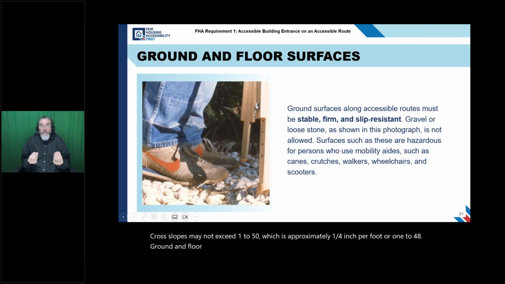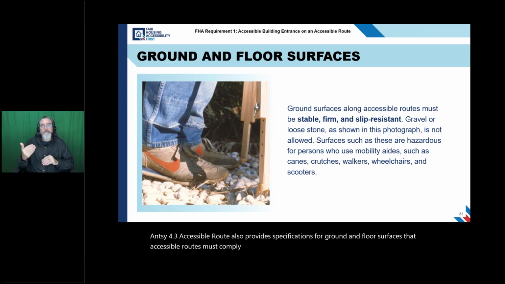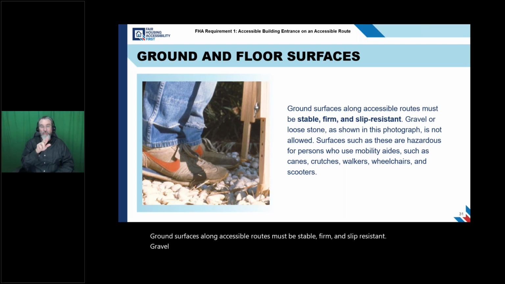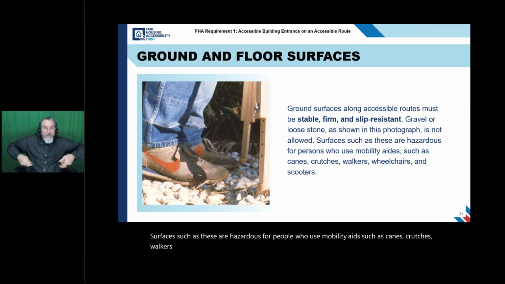Ground and floor surfaces. ANSI 4.3 accessible route also provides specifications for ground and floor surfaces that accessible routes must comply with. Ground surfaces along accessible routes must be stable, firm, and slip resistant. Gravel or loose stone, as shown in this photograph, is not allowed. Surfaces such as these are hazardous for people who use mobility aids such as canes, crutches, walkers, wheelchairs, and scooters.